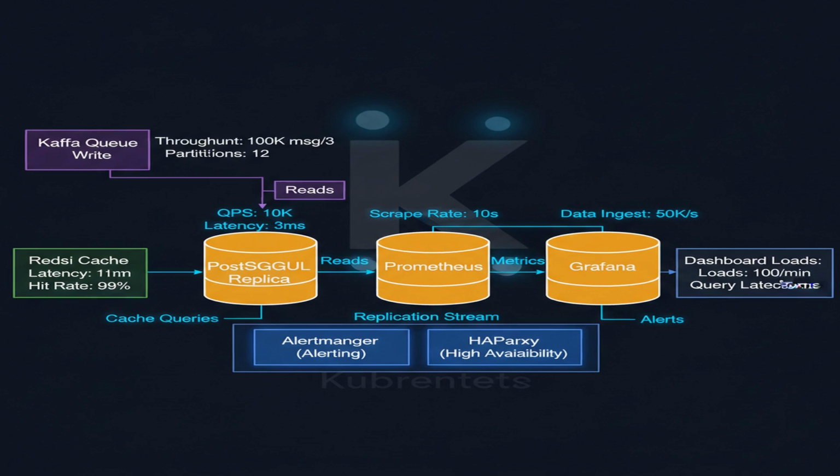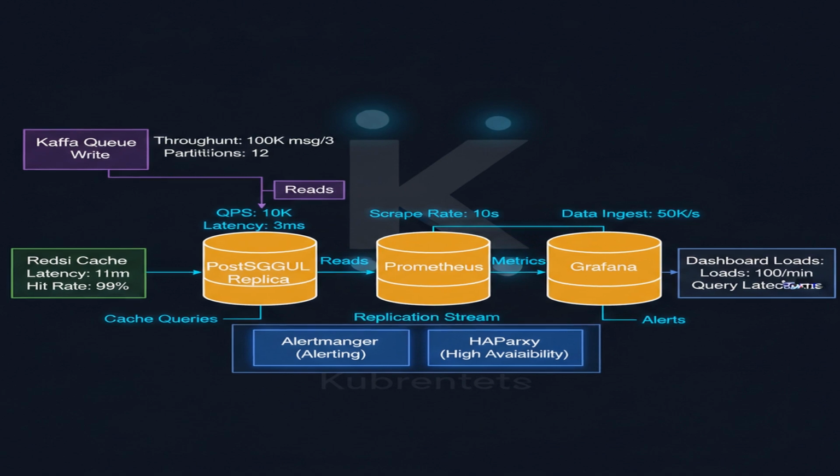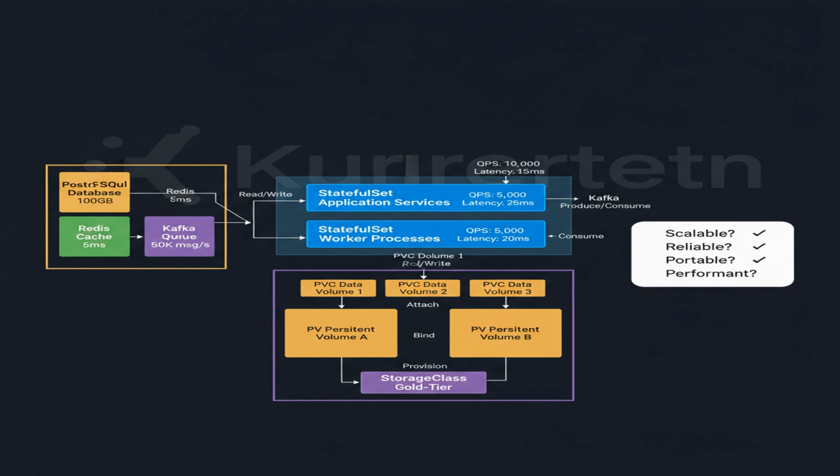Prometheus uses a time series database to store metrics. Grafana provides a user interface for visualizing the metrics. We can also use volume snapshots for backups in case of data corruption.